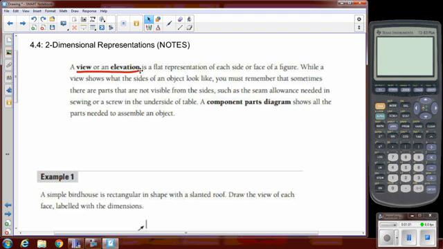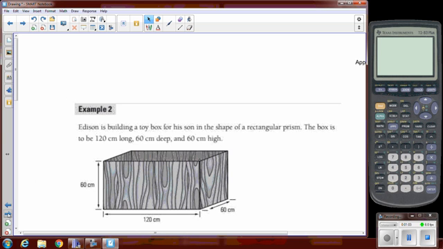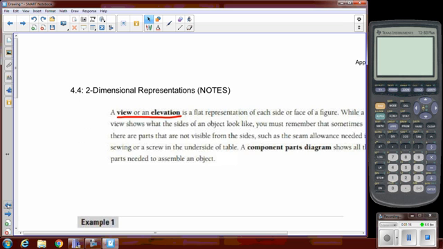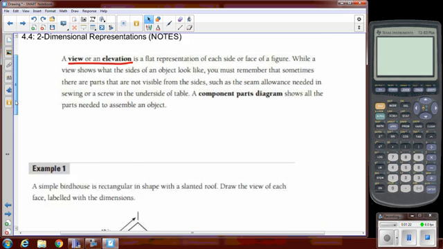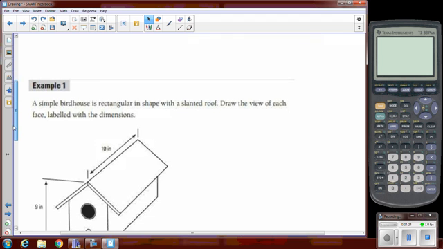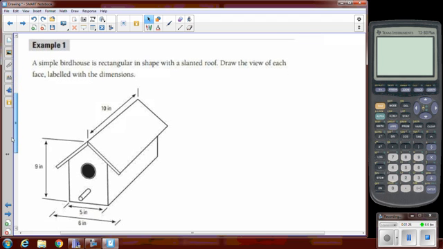The second part of this lesson is going to look at this box, and it's a toy box, and it's saying construct a component diagram for this. Now the component diagram is just talking about what are the pieces of wood that we need to make this, and that's the second definition on this front page, and we'll get to that when we get to the second example.